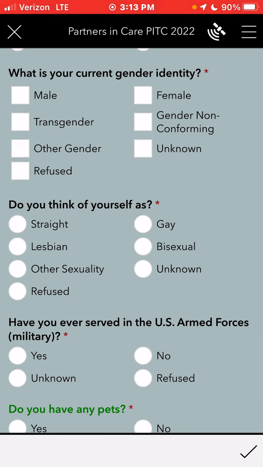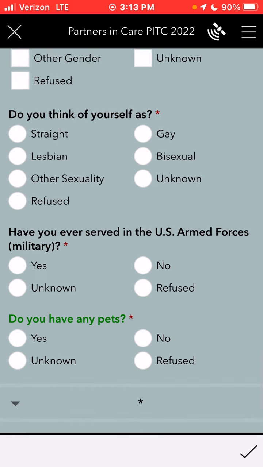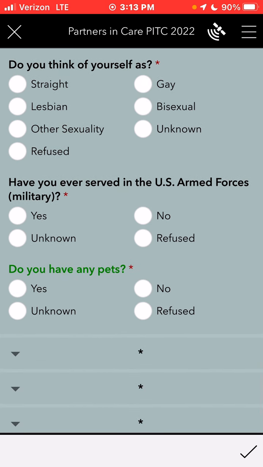What is your current gender identity? Male, female, transgender, gender nonconforming, other gender, or unknown or refused? Do you think of yourself as straight, gay, lesbian, bisexual, other sexuality, unknown, or refused?